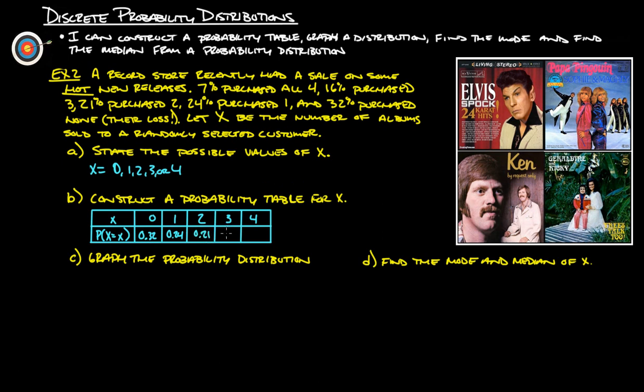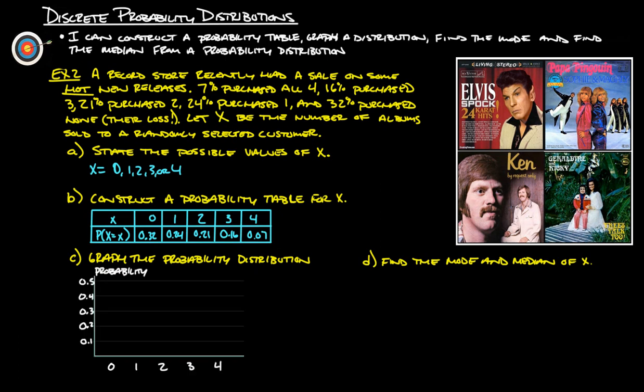3 was 16%. And 4 was 7%, 0.07, okay? Graph the probability distribution. So all we're going to do is just simply graph these here. So 0 was 32%, so 0.32. Let's call that right about up here somewhere.